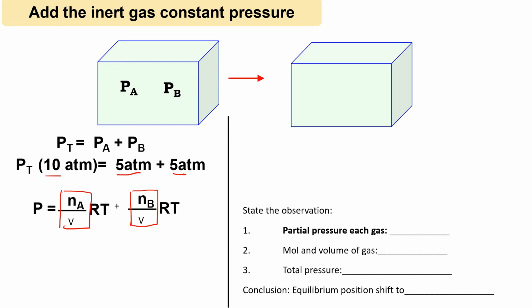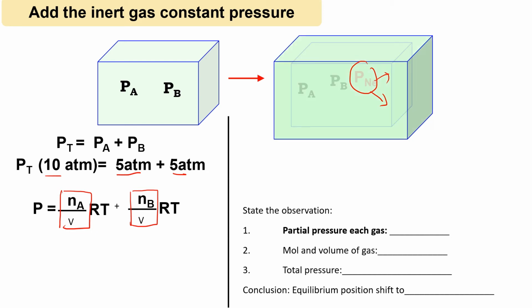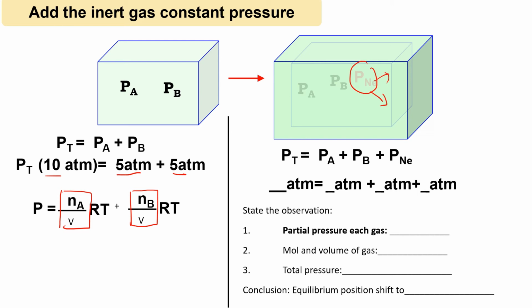Now this is the case where you add the inert gas. As you know, when you add the inert gas, you increase the frequency of collisions with the wall, so you cause the pressure to increase. So how do we keep the pressure constant? You must increase the volume of the container. So P total equals PA plus PB plus P neon gas. Just now I said constant pressure, meaning your P total remains 10 atm.